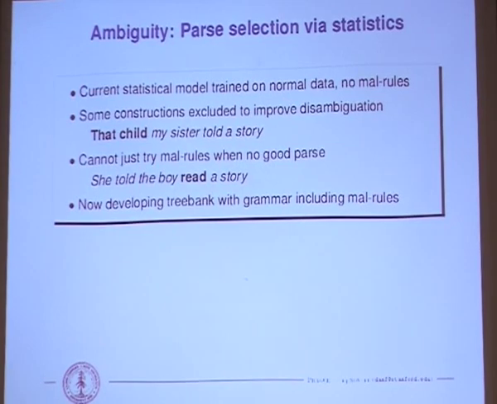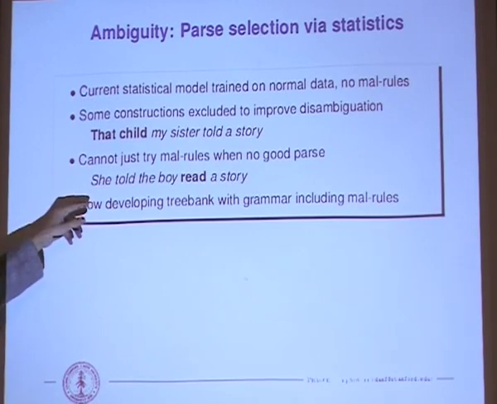So the parse selection here is problematic because I'm using a parse selection model that was trained on hundreds of thousands of words of well-formed, largely well-formed text. And now I want to have these MEL rules sneak in here and compete. And I can't just do what would be the wonderful thing of a pipeline model. Give me all the good analyses. If you can't find any, then turn on those MEL rules.